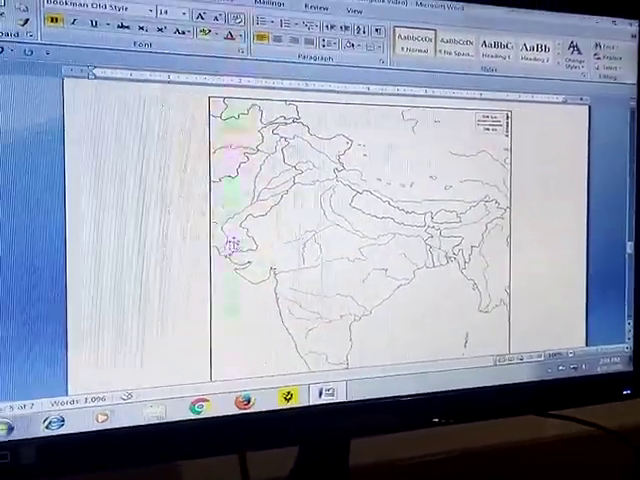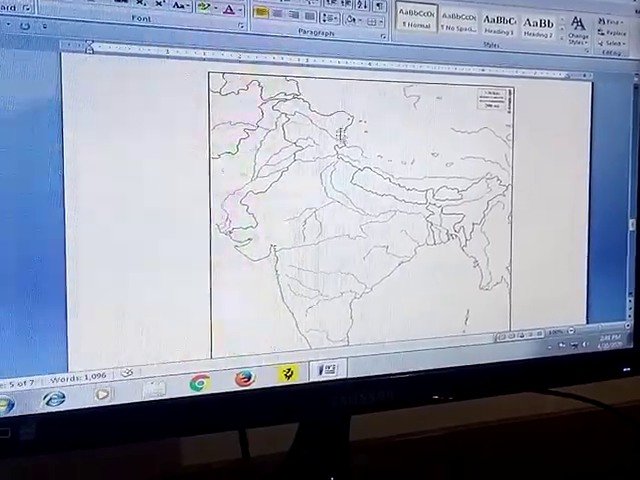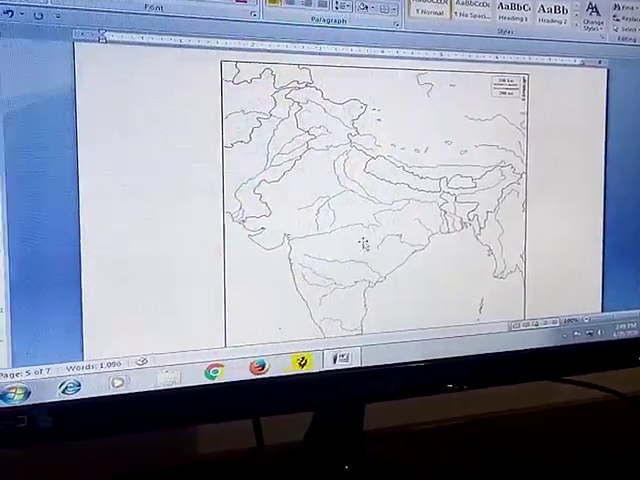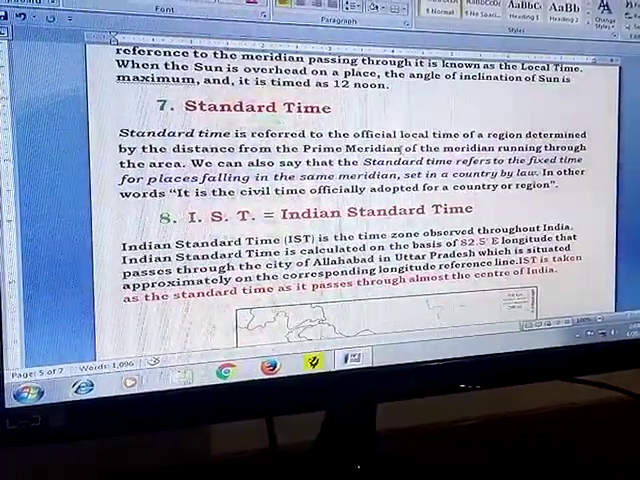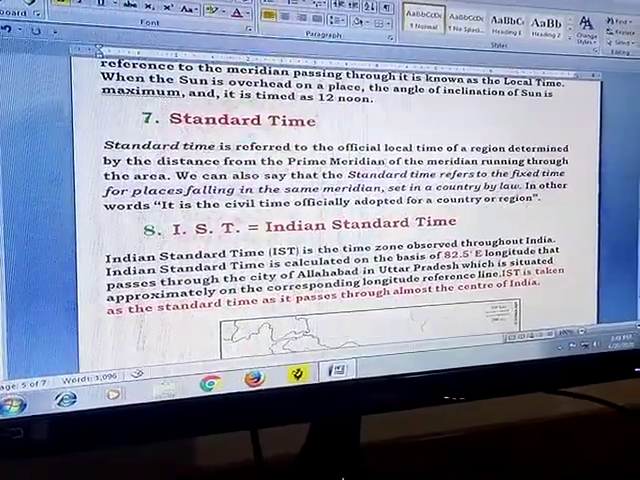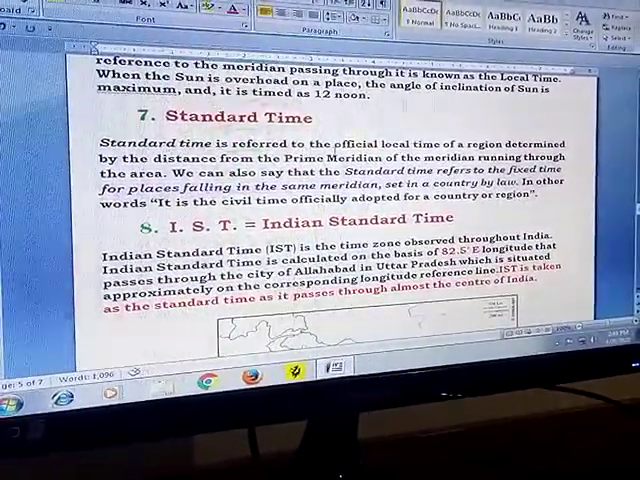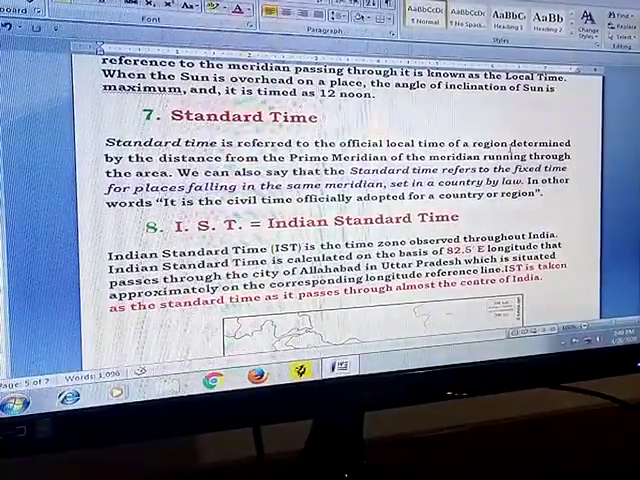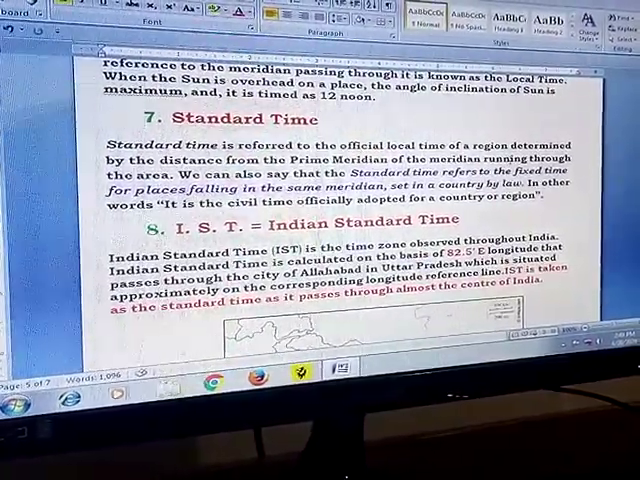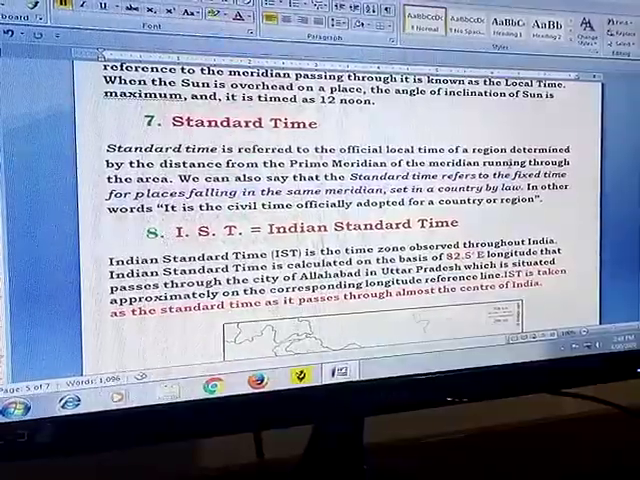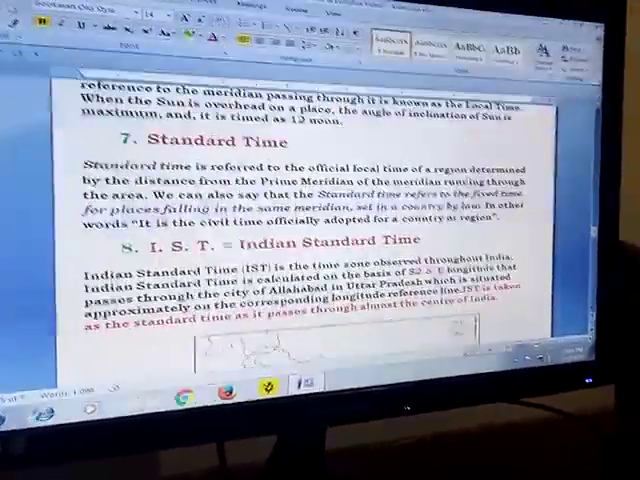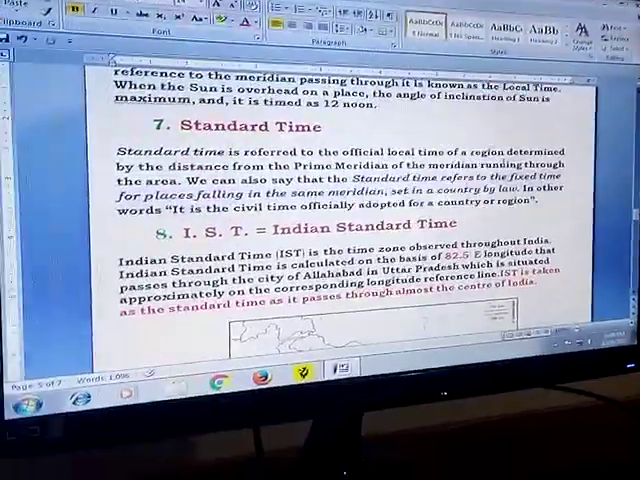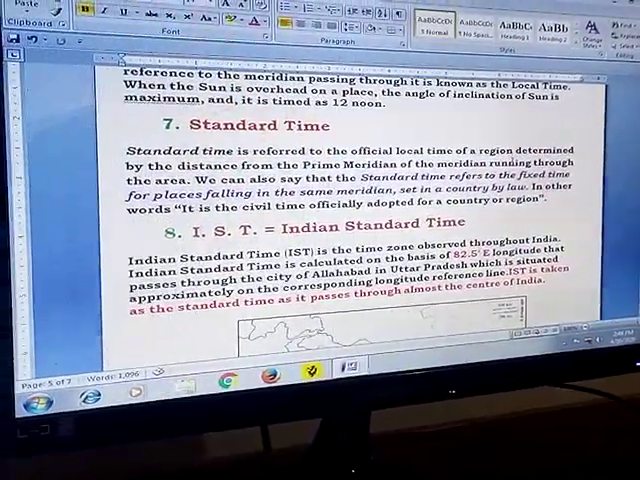However, India is just two hours wide, and in India we are taking a middle line, called IST, as the standard time. What is standard time? Standard time refers to the official local time of a particular region, like India. Throughout India, we have one time. No local time. Throughout India, there is one particular time.